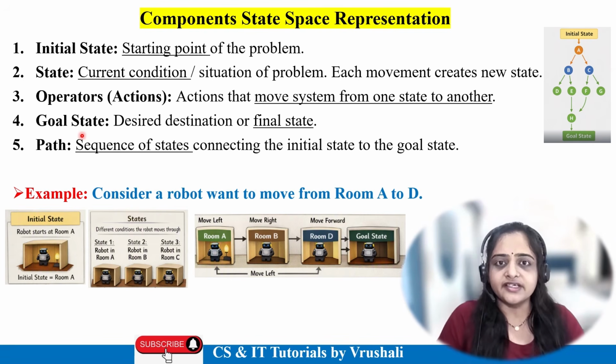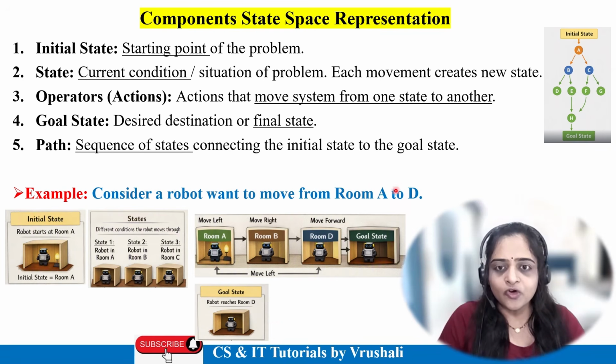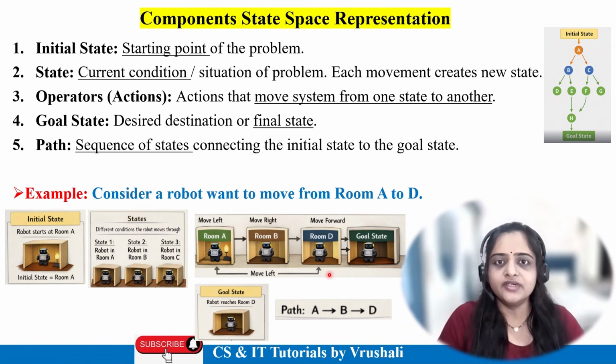Next one is goal state. Goal state means the final state, the desired destination. See here, this particular robot wants to move from room A to D. It means the goal state is room D. The robot reaches its destination here. And the next component is path. Path means the sequence of states connecting the initial state to the goal state. For example, A to B, B to D. So this is called path. So these five are the components of state space representation.